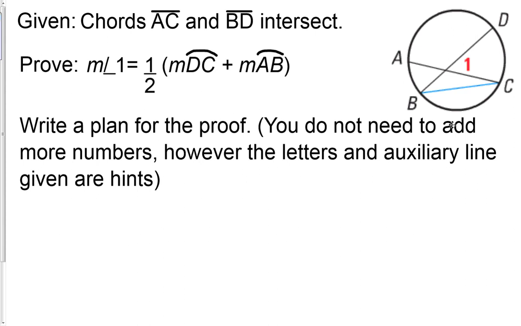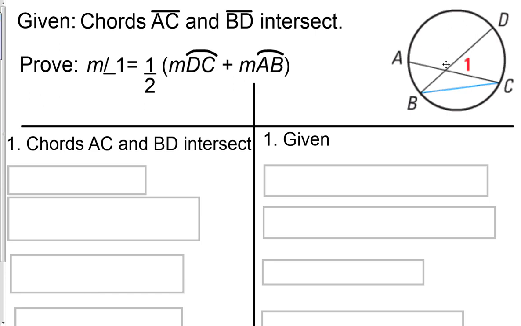And continuing, okay, so I know angle 1 equals angles B and C added together. Then we have to figure out, well, what's angle B equal? It belongs to CD. What is angle C equal? It belongs to AB, but it doesn't equal AB because it's on the circle. Angle equals half the arc. So doing that, this will help us get a setup. Starting with our given, chords intersect, not much of a given.